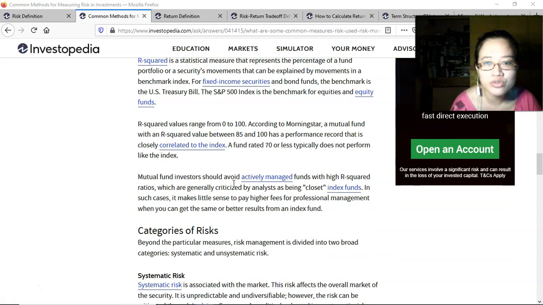Mutual fund investors should avoid actively managed funds with high R squared ratios, which are generally criticized by analysts as being closet index funds. In such cases, it makes little sense to pay higher fees for professional management when you can get the same or better results from an index fund.